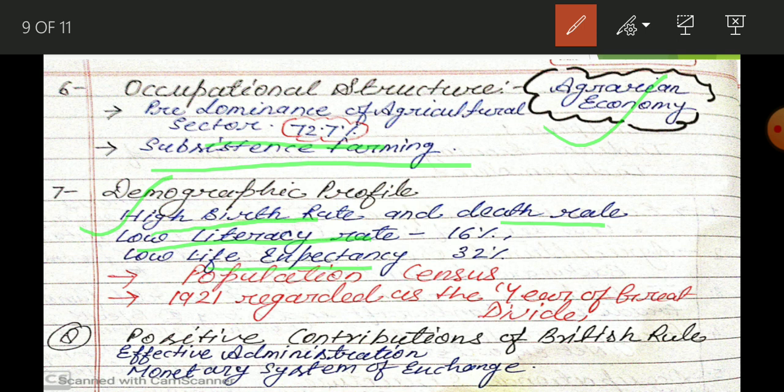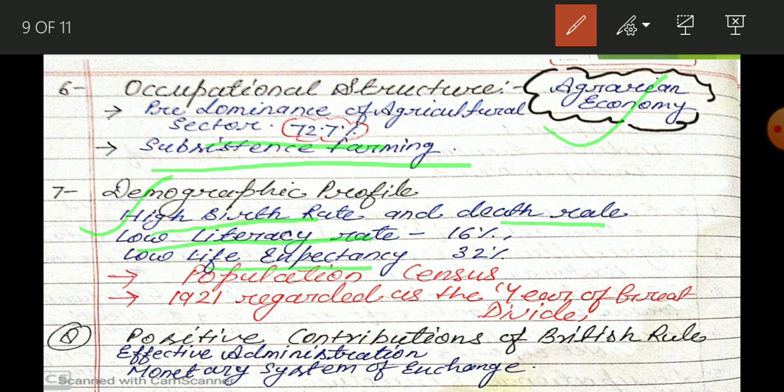And what is the meaning of literacy? Literacy means that if a person is able to read and write, he is considered literate. At that time only 16% of people were literate. It means in 100 only 16 are able to read and write. We are not talking about elementary education or higher education, only literate people, who can read and write. So you can understand what the condition of our country was.